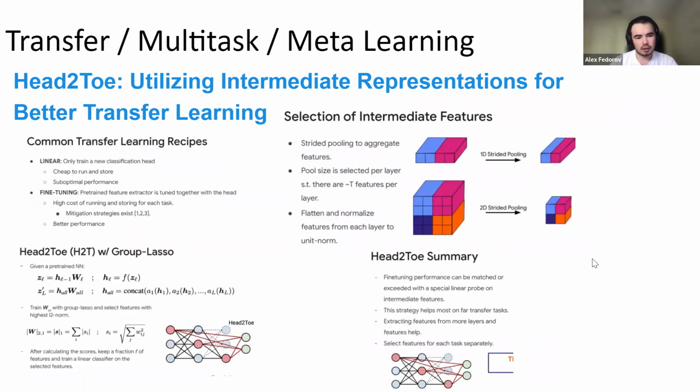So there is a paper, it's not very big, but it's more like a trick for when we pre-train the model and usually do transfer learning. When we do transfer learning, we usually use a linear projection or fine-tune the model to the task. Here they suggest you can use all the features of your neural network and run, for example, group lasso to find features that are most predictive for your task. This way you can improve your performance better than just fine-tuning.